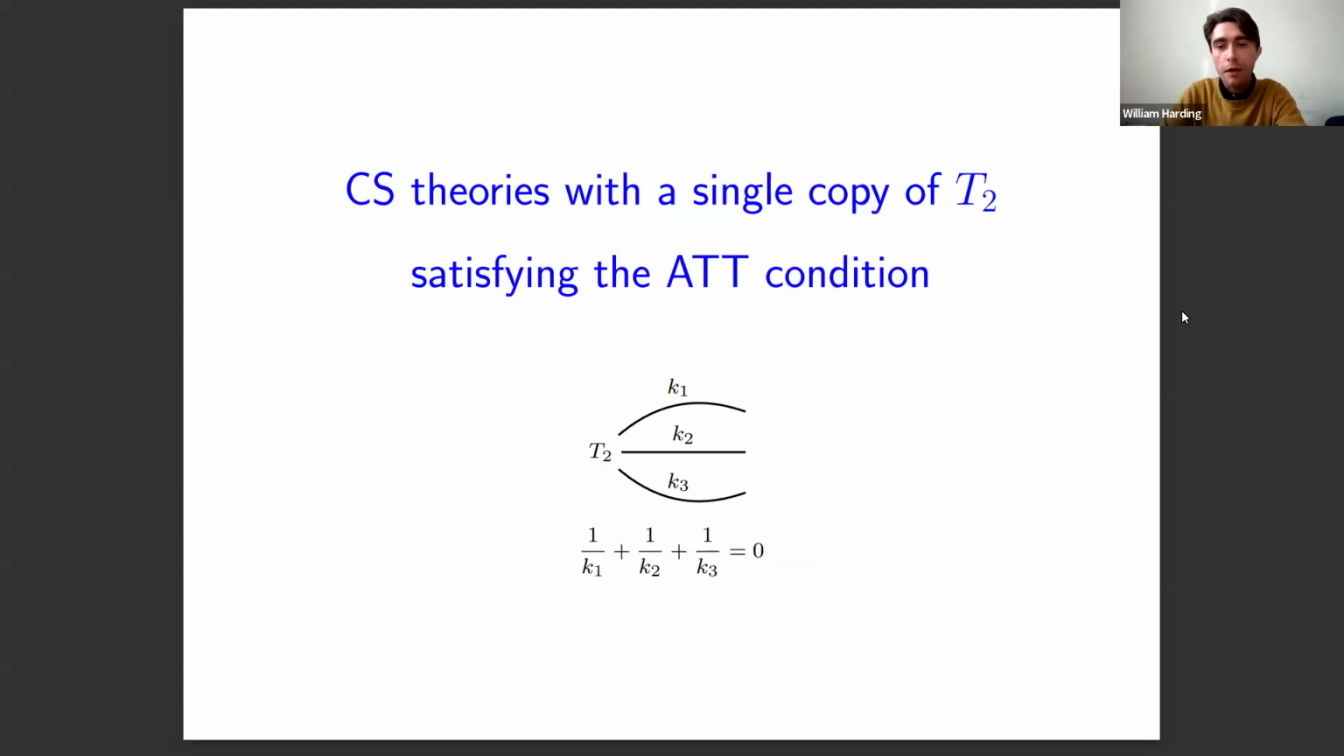Okay, so before going on, are there any questions about this introductory part? Okay, so if not, I can proceed.